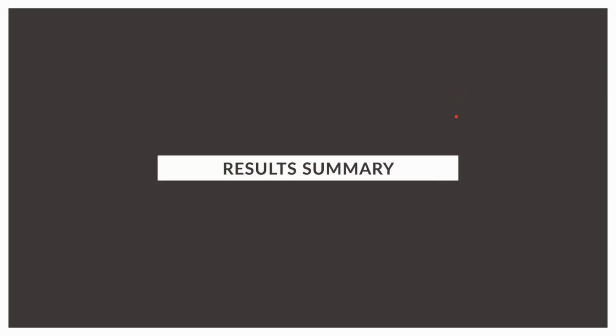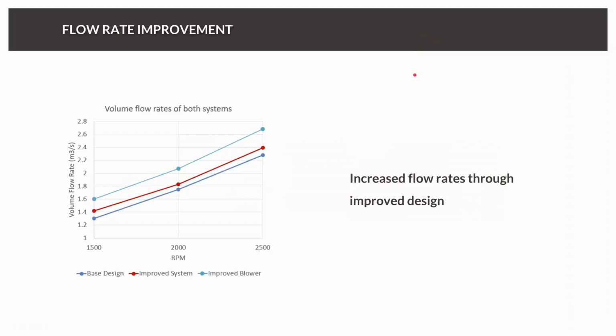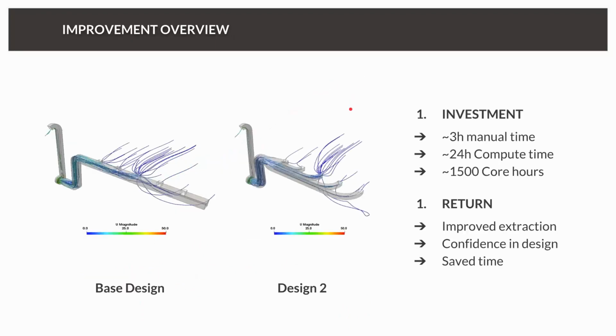All right. Now I would like to summarize the results we discussed. First of all, we created this simple chart, which gives you the volumetric flow rate against the RPM for all three different designs. Here you can see how much we were able to improve the performance of the base design. Improving the ducting system had a little effect, but the big difference was made by the improved blower itself.